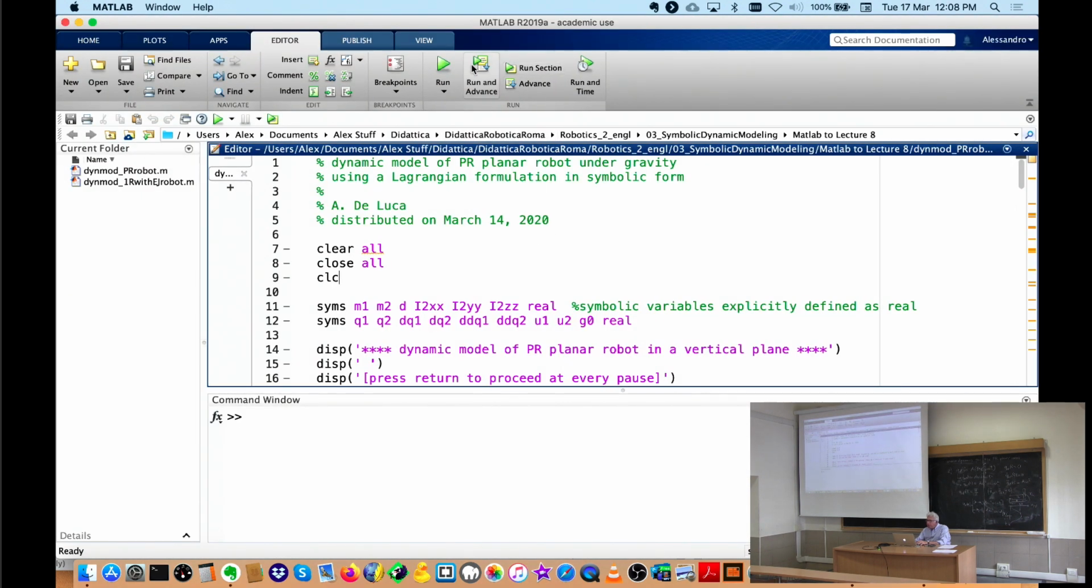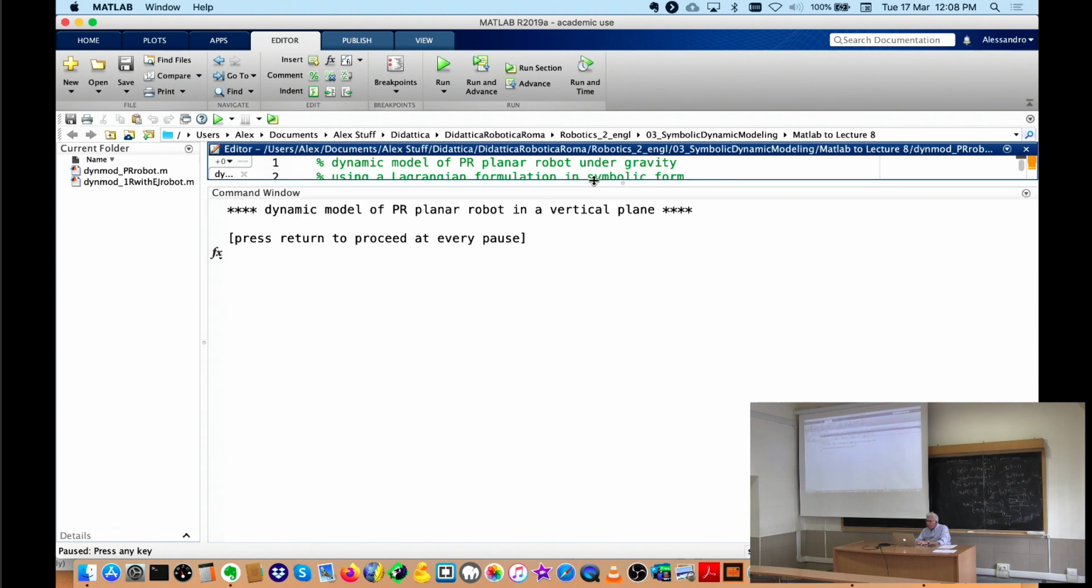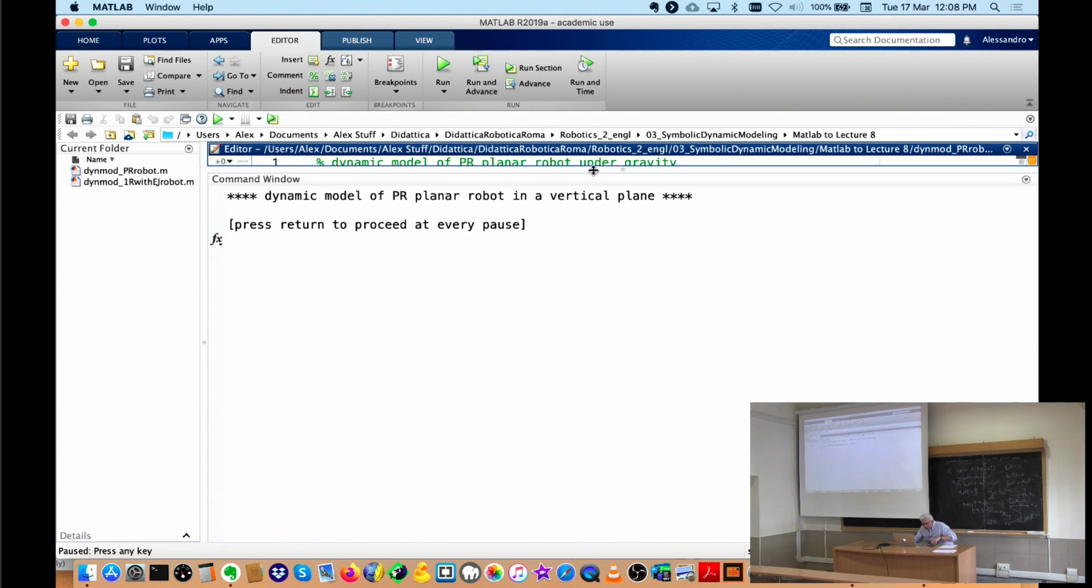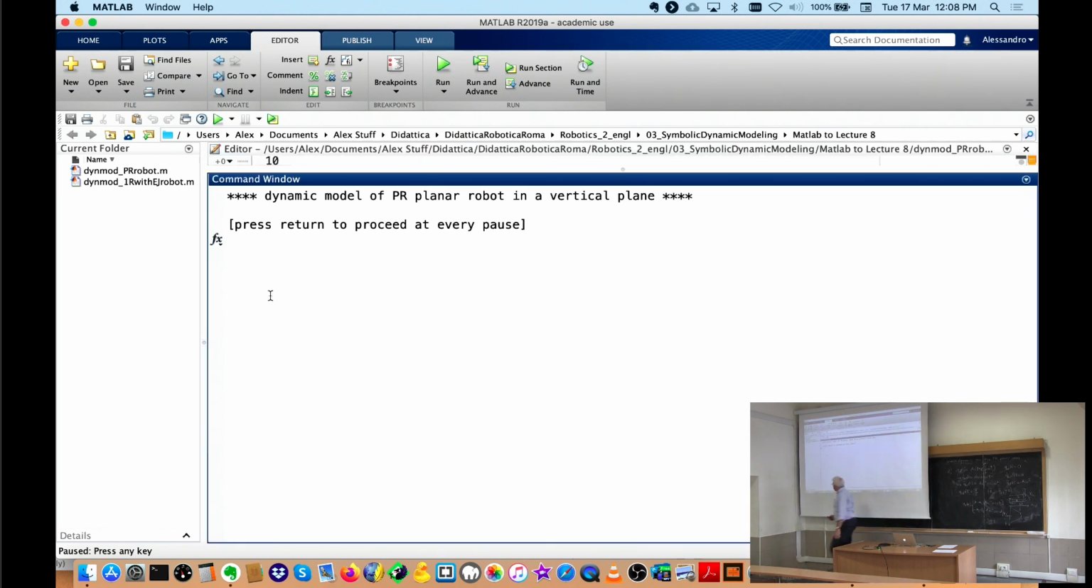Okay, so let's run this and open the window like this. There are many poses so that we can see the various terms. So, the dynamic model of the planar robot in a vertical plane. Okay, I have to put myself here. Okay, now it should go.